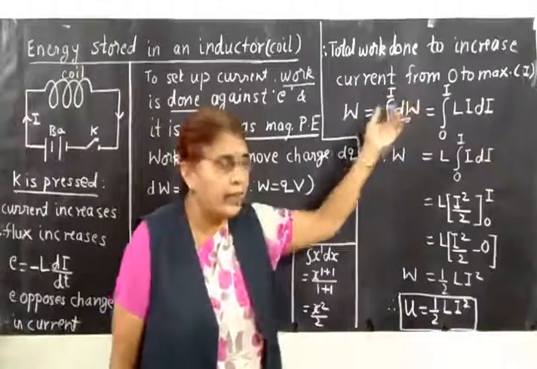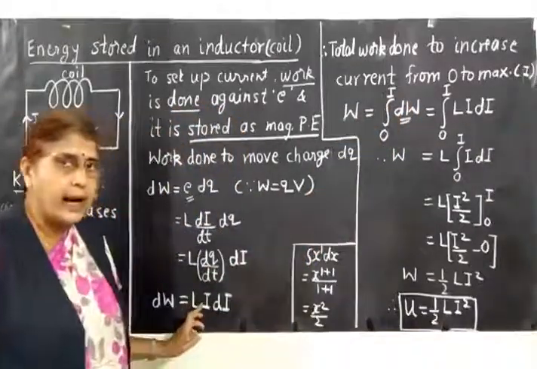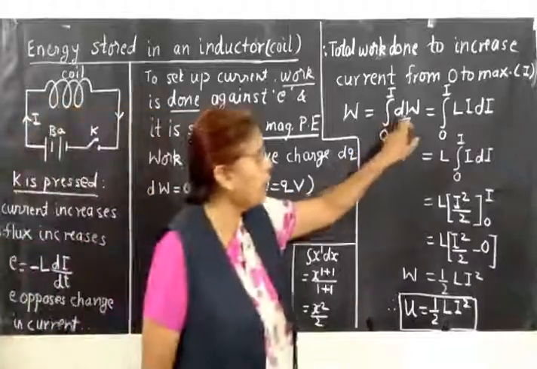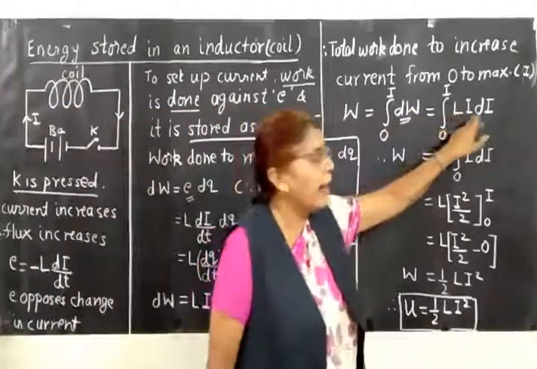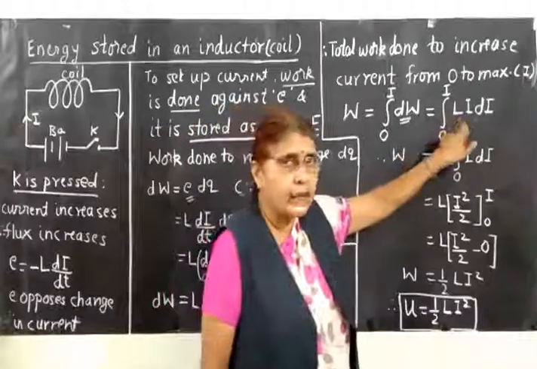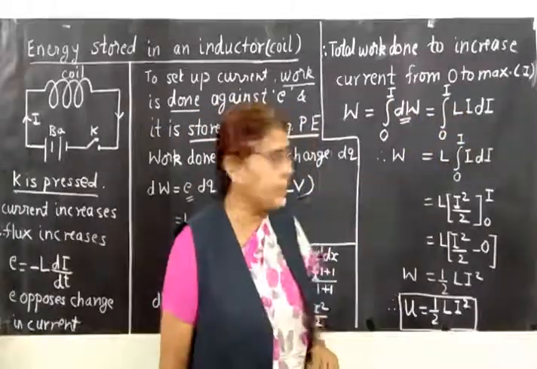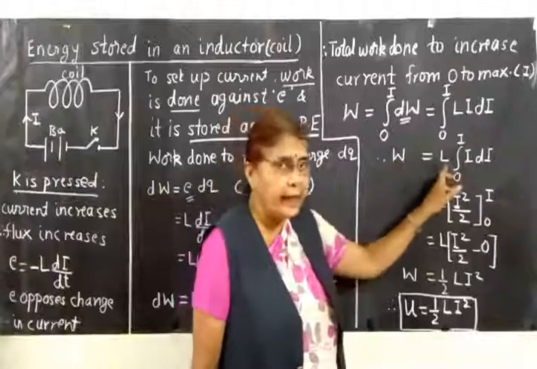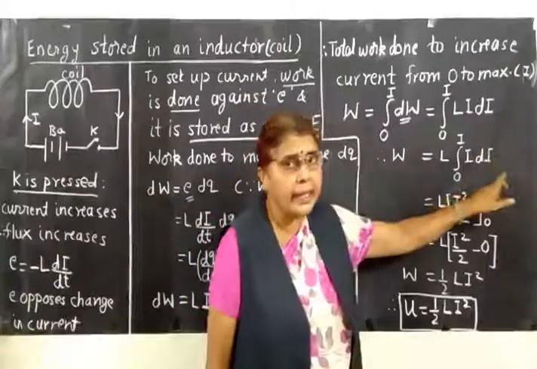Now let us put the value of dw. What is the value of dw? dw is Li di. So I have substituted the value of dw as Li di. Now in this equation, L is a constant. You can take it outside the integration sign. Therefore W will be L integration of I di.